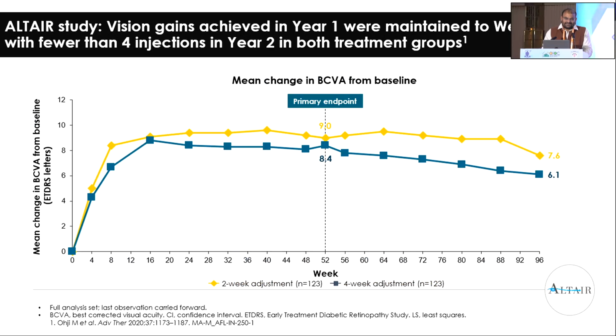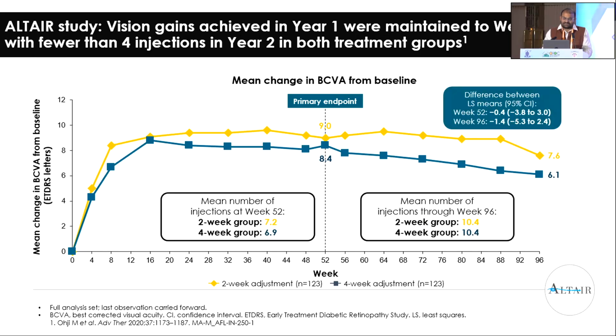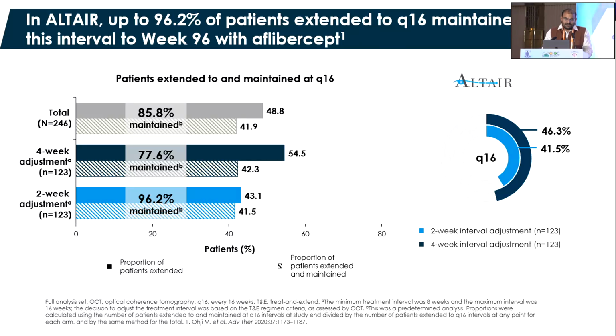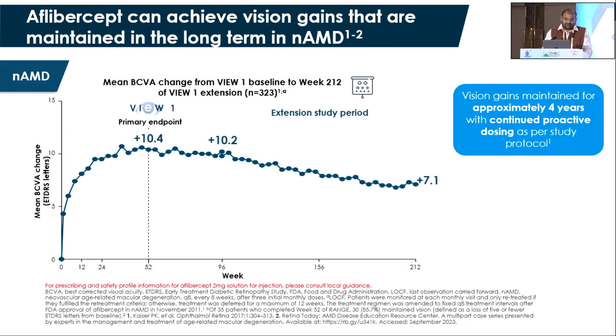Second most important thing is that in ALTAIR, in year 2, the number of injections needed was less than 4. So the vision gains achieved in year 1 were maintained to week 96 with fewer than 4 injections in year 2 in both treatment groups. Another important aspect is that in the 2-week adjustment arm, 43.1% of patients were capped on 2-week adjustment, and after the finish of the study at week 96, 41.5% maintained that period. So up to 96.2% of the patients extended to 16-weekly aflibercept maintained this interval to week 96, which shows the durability of the molecule.